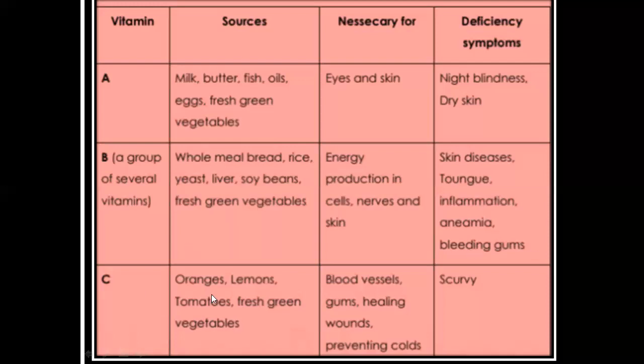Vitamin C is present in all the citrus fruits like oranges, lemons, tomatoes, fresh green vegetables, and it is important for blood vessels, also for gums and healing wounds. Deficiency of vitamin C may cause delayed healing of wounds, and it also helps in preventing cold. That's why in cold we should increase the intake of citrus fruits because they are helpful. Scurvy is a gum disease as well as a skin disease, and vitamin C deficiency may cause those diseases, skin diseases as well as gum diseases, bleeding gums.